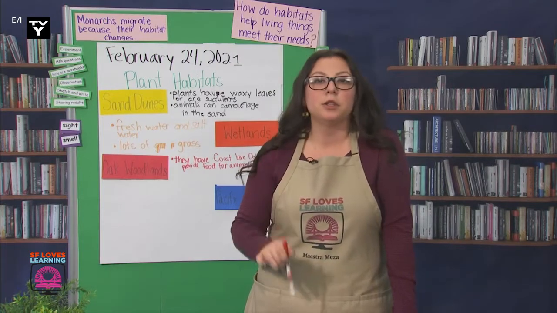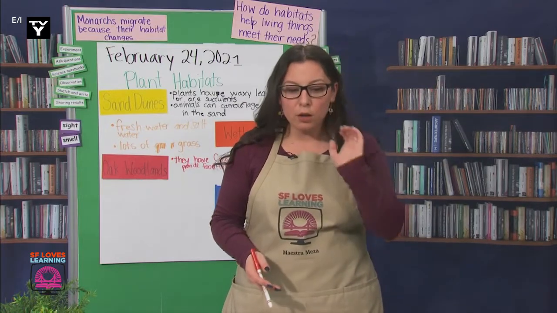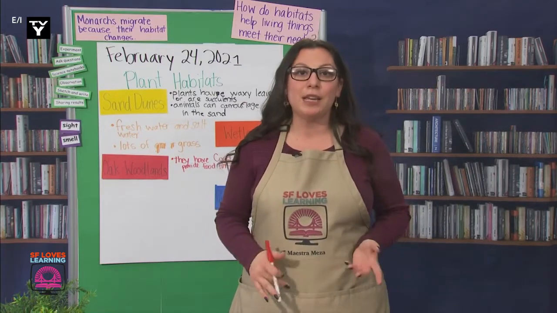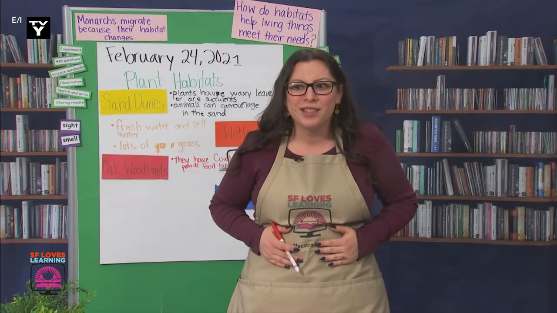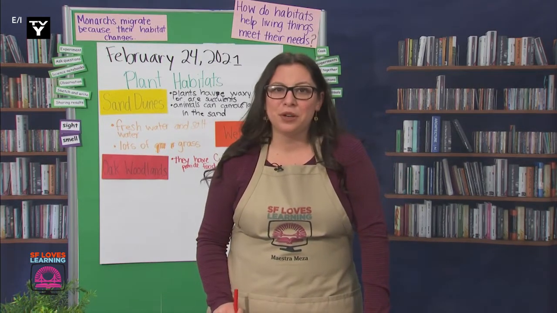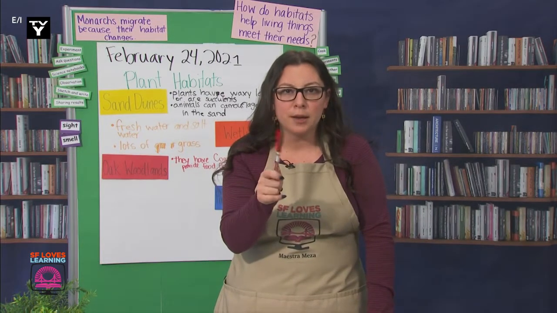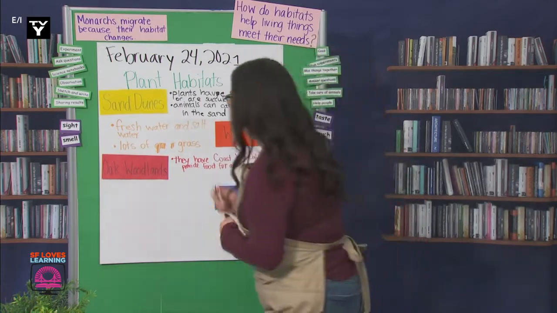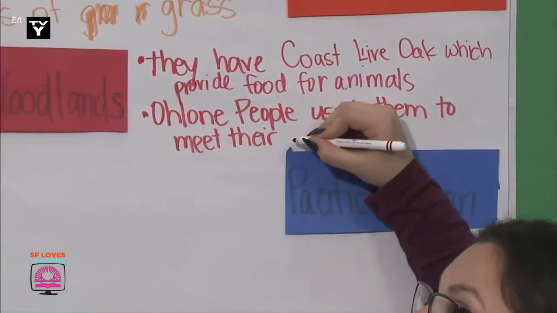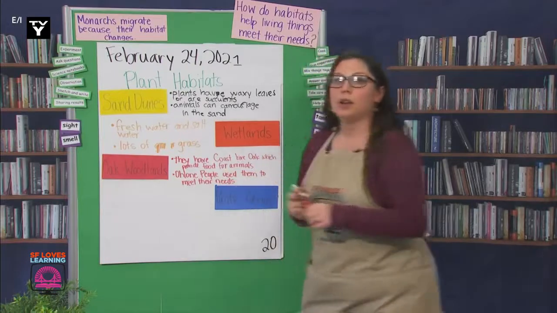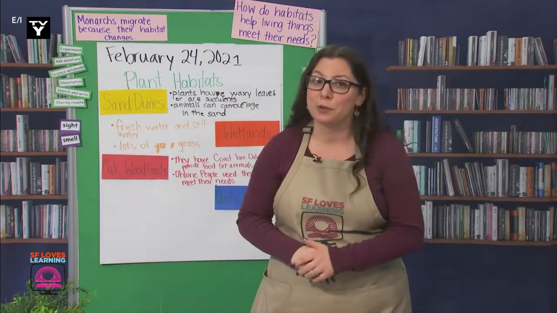Last year, together, we learned about the Ohlone people, and they're the indigenous people that have been living here for a long time. Well, they used to use these oak trees for a lot of things, like making bowls, dyes, and even using some parts of the tree for stomach issues. Wow, oak trees sound really important for meeting the needs of living things. Let's write that note down. Ohlone people use them to meet their needs. Yeah? Wow, these trees are essential to a lot of lives. I'm glad that they're protected in the Golden Gate Park.